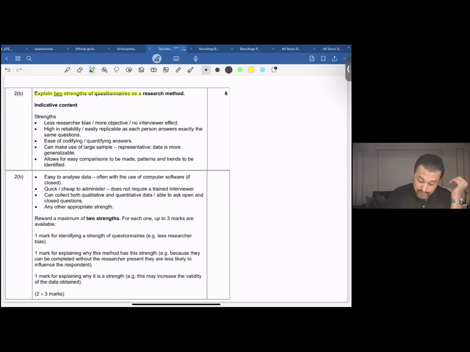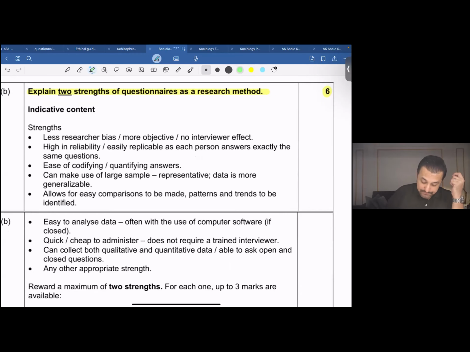So the second question reads, explain two strengths of questionnaires as a research method. Pretty simple, strengths of using a questionnaire in a research method. Number one, if a researcher uses a questionnaire, there is less chance of researcher bias. It can be more objective. There would be no interviewer effect, of course, because questionnaires would have less involvement of the researcher as compared to the researcher collecting data through an interview.